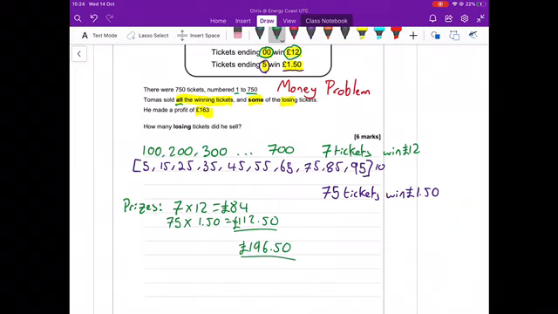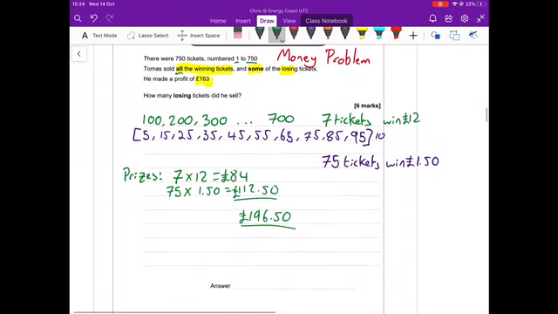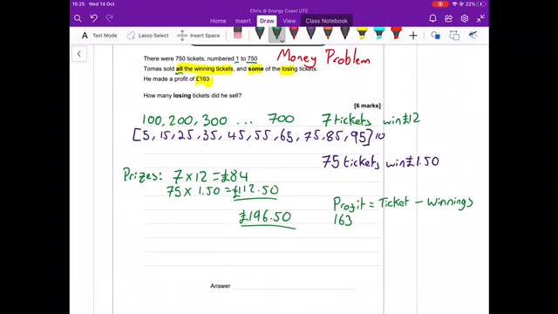So he gets his money by selling tickets, then he has to give away £196.50, but he's still left with this profit of 163. Let's write this down. So his profit equals his ticket money, so how much he's made from tickets, minus his winnings, or the jackpots people have won, okay? So let's write this down. £163 is equal to whatever his ticket profit is, minus, we just worked this out, £196.50. So I'm trying to solve this weird little equation I've got.